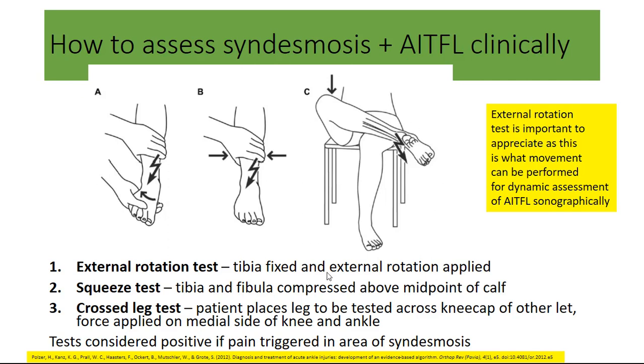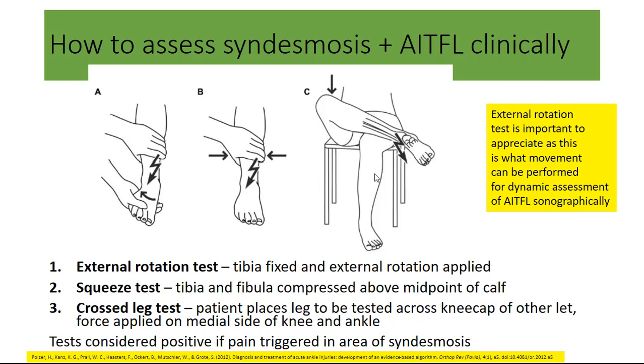We need to know how to assess this syndesmosis in the AITFL clinically, and what we need to do is really dorsiflex the foot up and then turn the foot out to the side this way, and that's really called the external rotation test, and that's basically what we need to do when we're scanning.